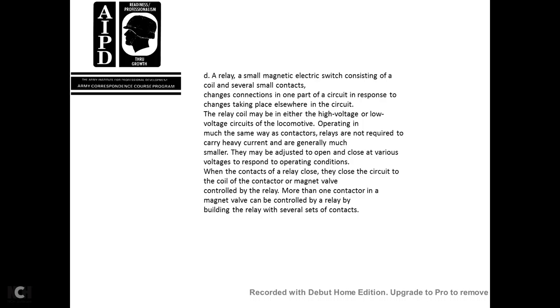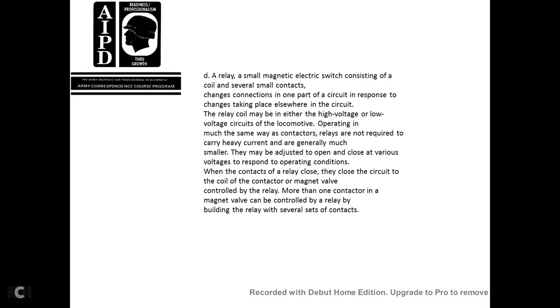D. A relay is a small magnetic electrical device consisting of a coil and several small contacts. It changes the connections in one part of the circuit in response to changes that take place elsewhere in the circuit. The relay coil may have either high voltage or low voltage circuits on the locomotive, operating in much the same way as the contactor. Relays are required to carry a heavy current, generally smaller. They may be adjusted to open or close at various voltages, responding to operating conditions, which determine when the relay contacts close.